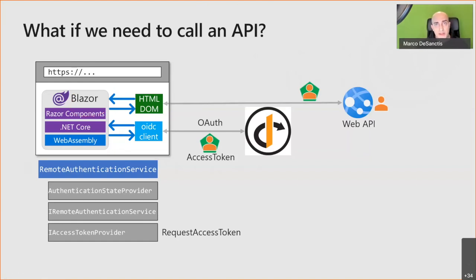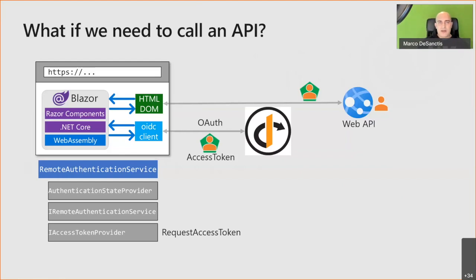This access token contains the identity of the user, which means that in the web API, I will be able to access the claims principal of the HTTP context, right? So it's basically like Blazor was impersonating the logged in user when making this call to the web API. All right. So we need to request the access token and embed it in the subsequent request as a bearer token in the authorization header.